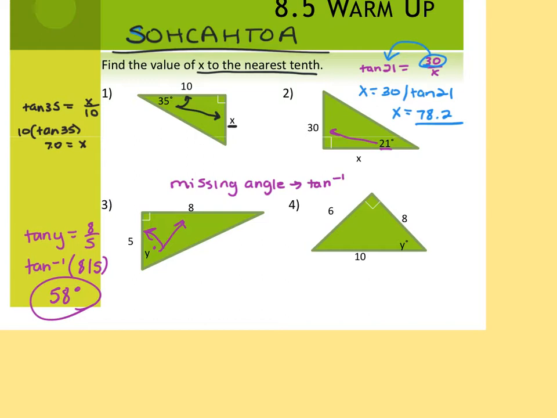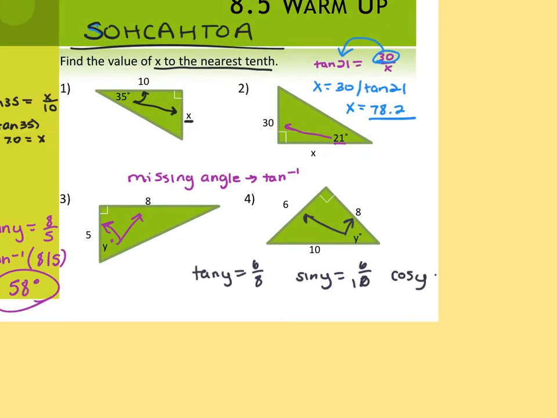And then 4 gives me all 3 side lengths. So I'm going to use tangent because we've been consistent, but you could actually use any of the trig functions. I could have said the tangent of y equals opposite over adjacent, so 6 over 8. I could have said the sine of y equals 6 over 10. And I could have said the cosine of y equals 8 over 10. And then I could have used any of those inverse functions.